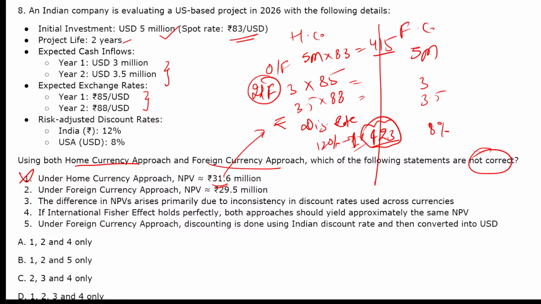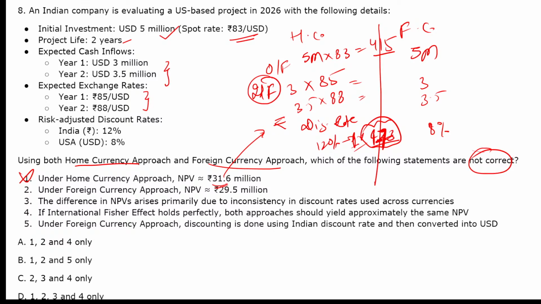It will be 473, not 423. It will be 473, and 473 minus 415 is also not 31 but 41. So yes, this is wrong. Under foreign currency, NPV will be 29.5. Do you think this is correct?